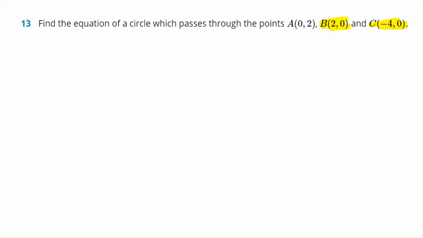For exercise for living methods, we're going to look at exercise 4E, question 13. We've got a circle that passes through (0, 2), (2, 0), and (-4, 0). Now, we notice something important here, and it's really good to be observant of this. We can see that both points C and B are x-intercepts.